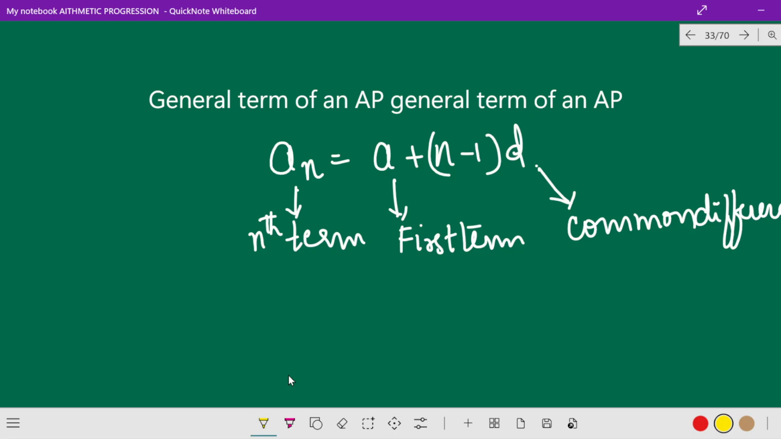Suppose you have the AP 2, 4, 6, 8, till 50. So 50 is the last term. Now a is the first term, 2 is the first term. The common difference is d. Common difference is the second term minus the first term: 4 minus 2 is 2, 6 minus 4 is 2, 8 minus 6 is 2. So this is the main formula for using the general term of an AP.